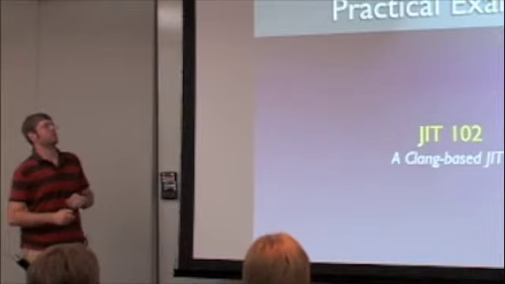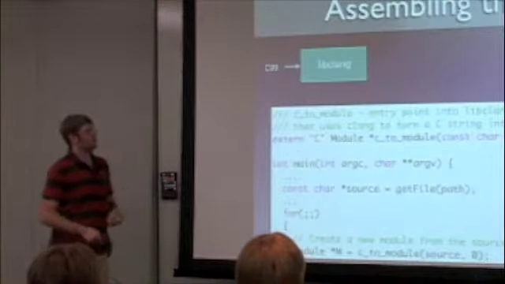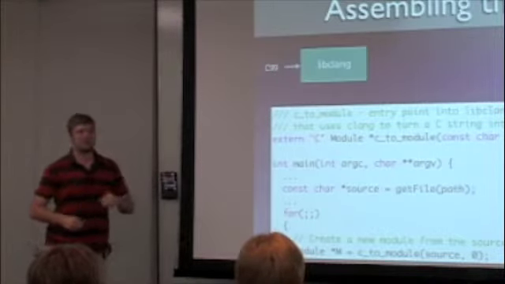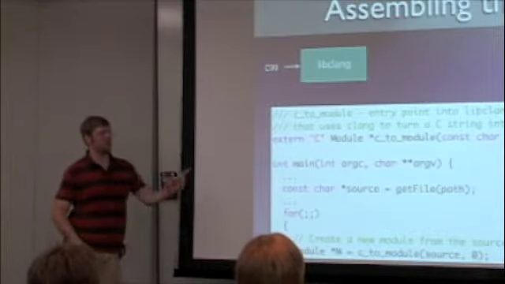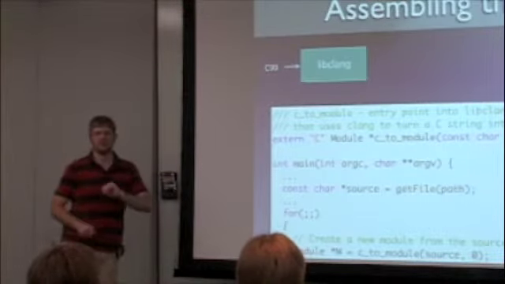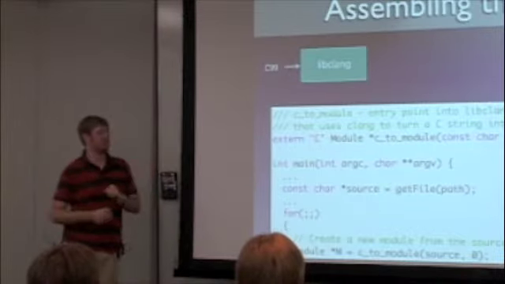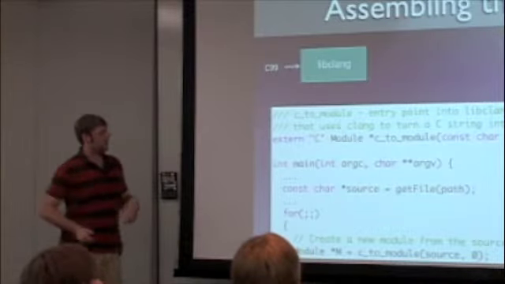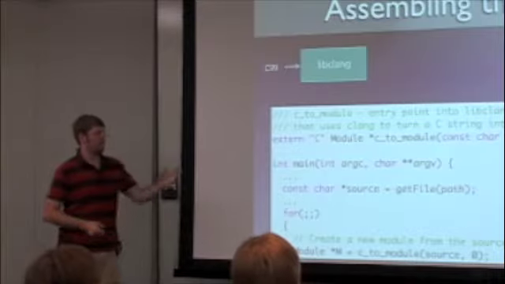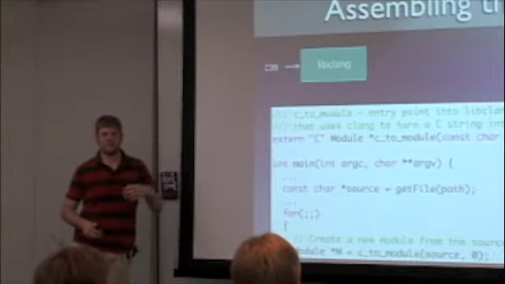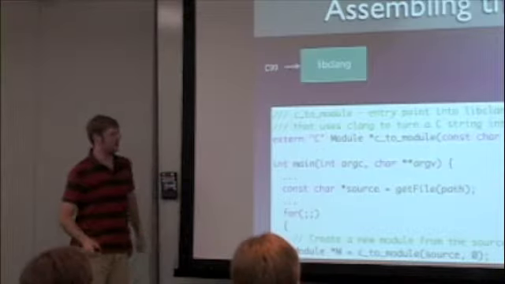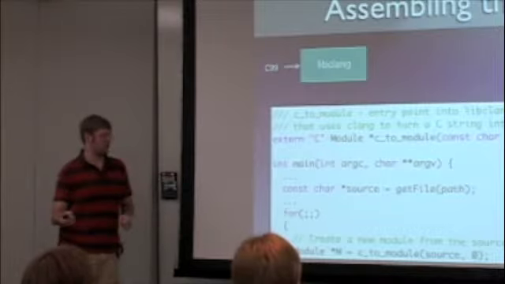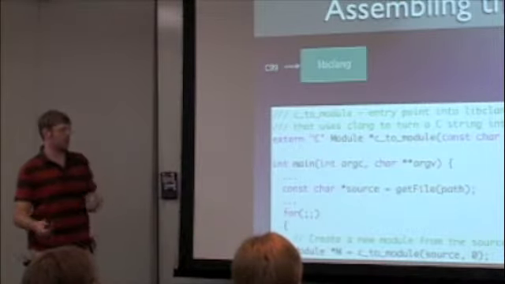So what does this look like were we to actually go build one of these things? Well, here's my simple little example. I've built Clang into a library, and I've made it export one function, C2module, which takes a C string, which is the source of my C program, and hands me back an LLVM module. Here I call main. I've got get file, which is a utility function that copies the contents of a file out into a C string. I go into a loop so that we can see this happening over and over again. I call C to module on the source, and I get a module back.